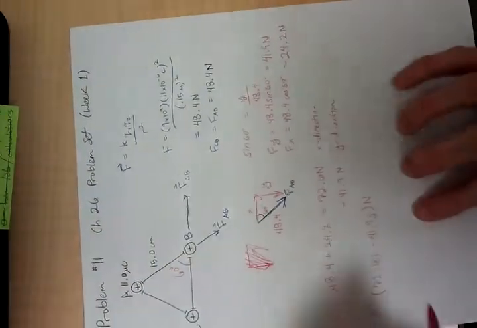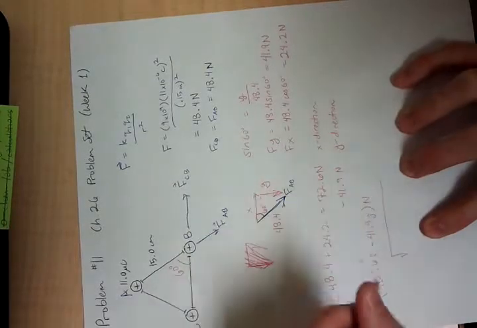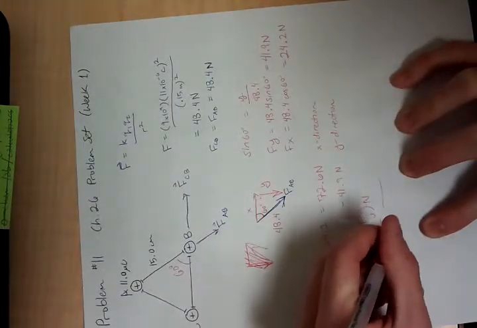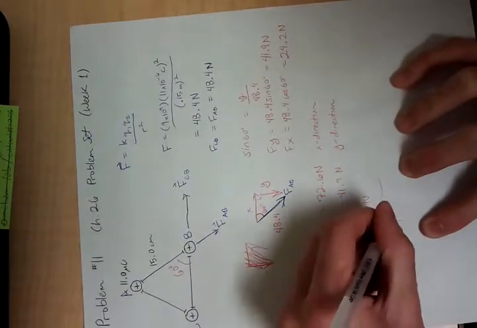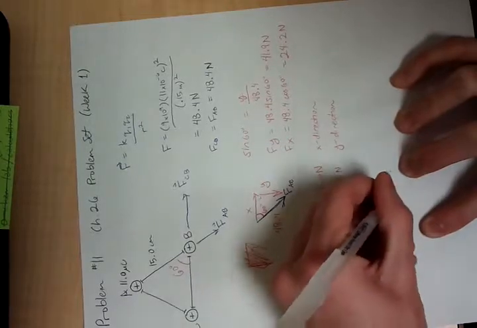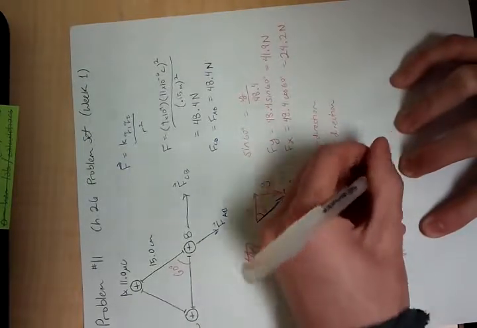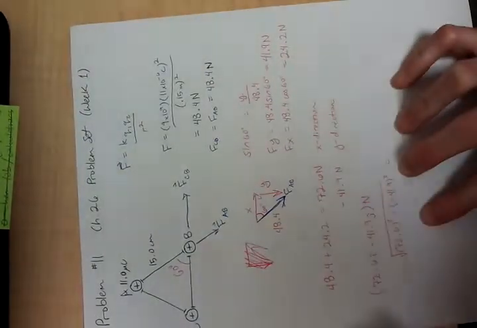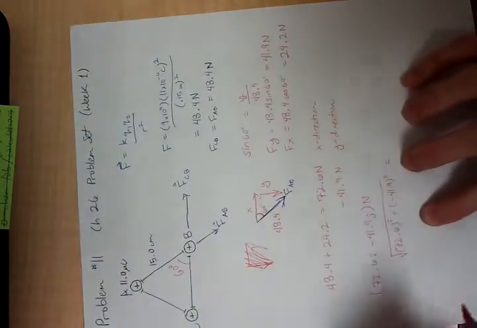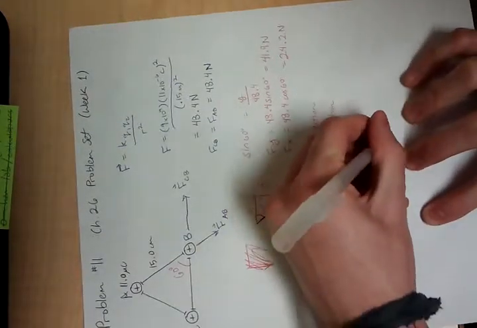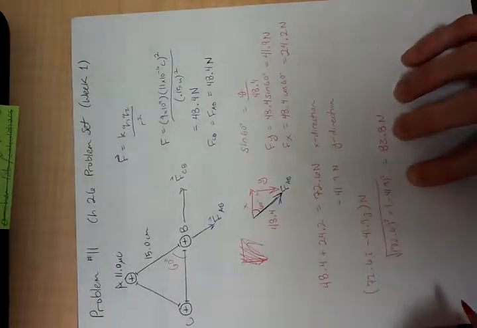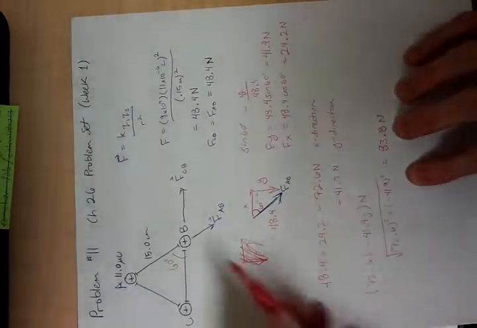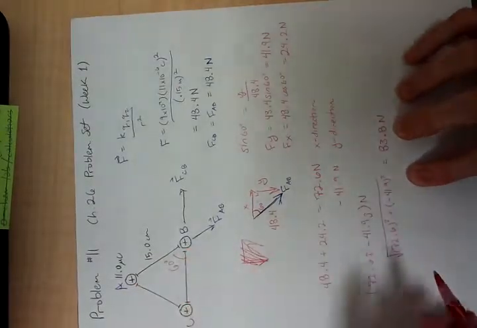To solve for the magnitude, we take the square root of the sum of the squares of each value and solve to get 83.8 newtons. So this is the magnitude of the force of particles A and C acting on B.